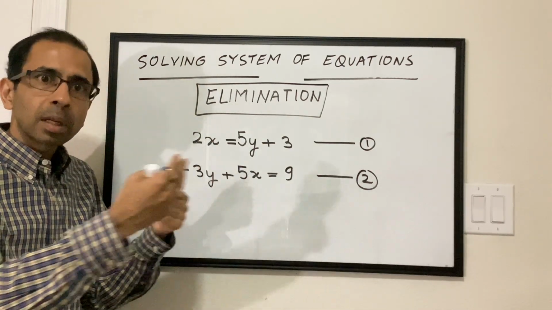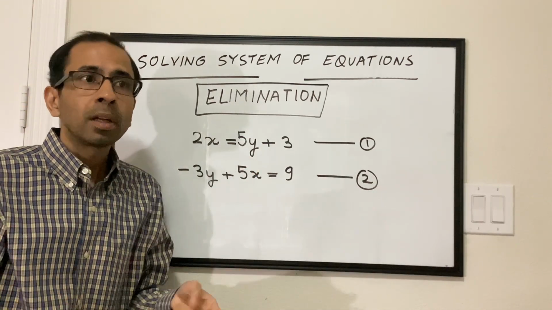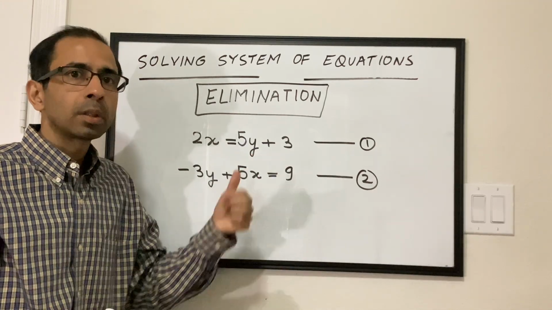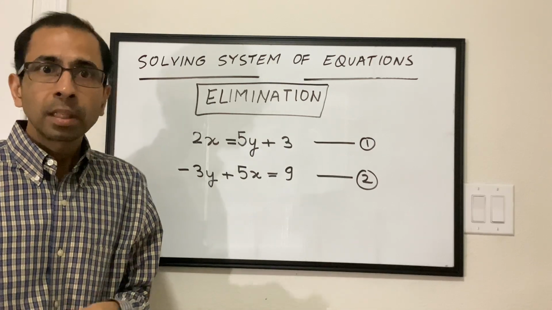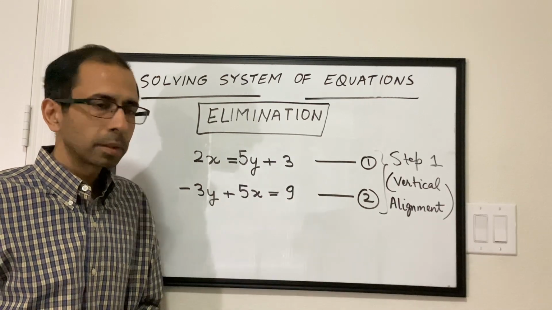No matter, all of them could be on one side, or two terms are on the left side and one on the right side, doesn't matter, but they have to be vertically aligned. So let's see how the vertical alignment of something like this looks. Also, it's solely up to us in terms of what we want to move where. So let's do step 1, the vertical alignment.